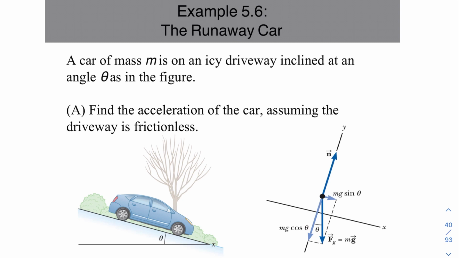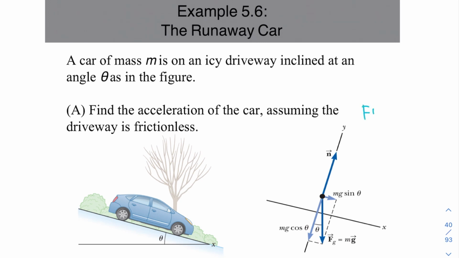Example 5.6, the runaway car. A car of mass m is on an icy driveway inclined at an angle of theta, as in the figure here. Find the acceleration of the car assuming the driveway is frictionless. For the case of friction, later on we will discuss in detail, don't worry. So this is a physical diagram. From this physical diagram, we convert it into a free body diagram, the FBD.